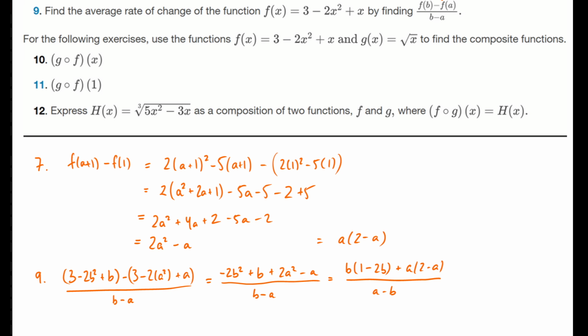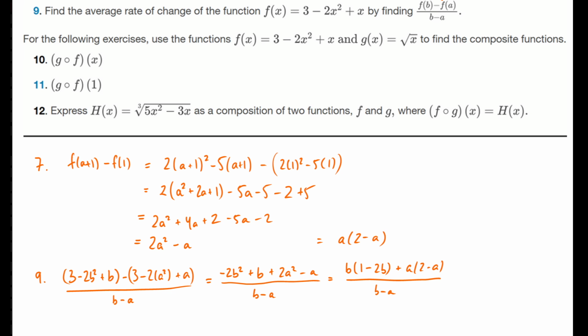Now, maybe there was a more clever way of doing this, but this just seems fine to me. b times 1 minus 2b plus a times 2 minus a divided by a minus b. That's going to be the average rate of change for this function. We can break it down more. I'm not immediately seeing it, but this seems just fine. And I put a minus b, but that should be b minus a.